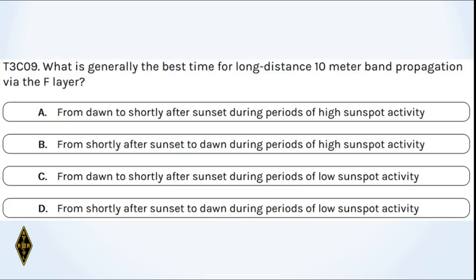And what is generally the best time for long-distance 10-meter band propagation via the F layer? So I didn't emphasize this, but let's puzzle this out. So 10 meters, long-distance propagation works best with sunspots, a lot of sunspots, all right? That's one thing about 10 meters. And 10 meters is also a daytime band. So put those two together, and you have A, exactly.